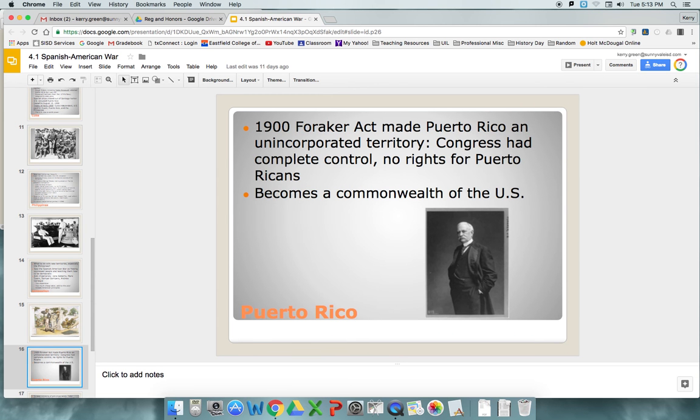Puerto Rico will continue to be a territory. In fact, we still have Puerto Rico as a commonwealth. In 1900, there's the Foraker Act that makes Puerto Rico an unincorporated territory, basically gives Congress complete control over Puerto Rico. It will take probably another 30 or 40 years before we start to kind of undo that. So keep in mind the Foraker Act.